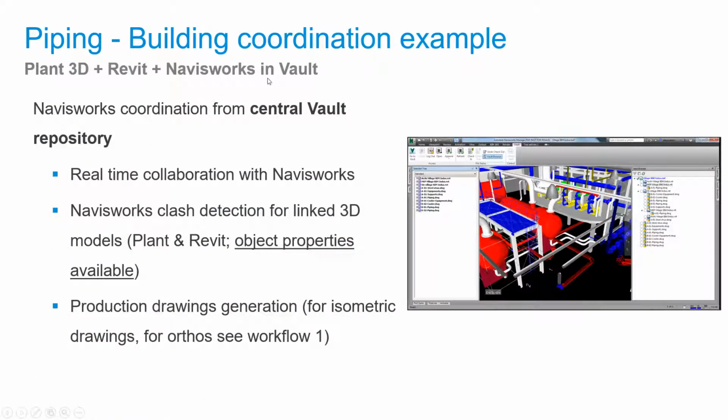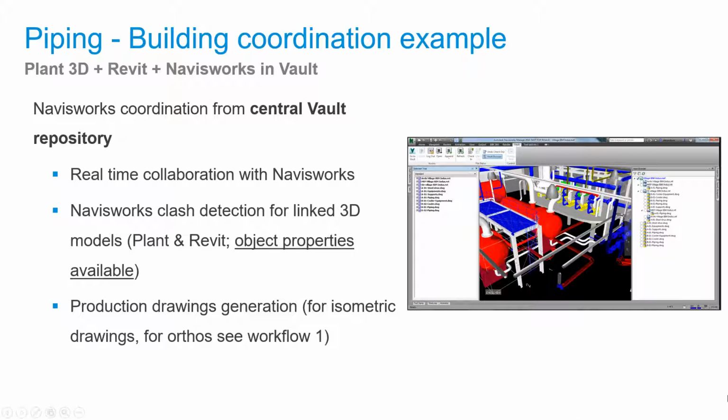Let's take some time to look at a second workflow. This one will be again piping and building, but through a coordination model. In this example, we also add Autodesk Navisworks to the list of products used in the next video. Navisworks coordination will be performed from within a central Vault repository.